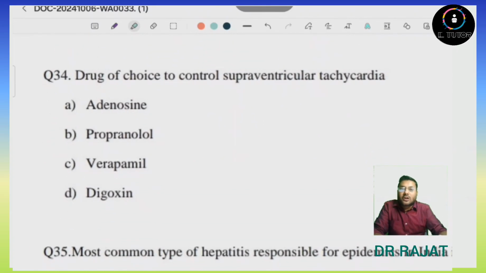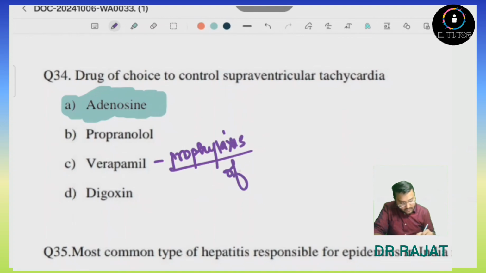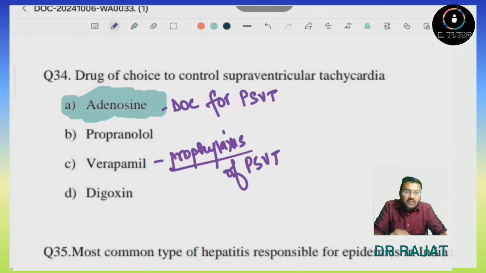Next question is, drug of choice to control supraventricular tachycardia. So this is a direct question we have already discussed in the previous papers, that drug of choice for the PSVT is adenosine. If we talk about the verapamil, then it is used for the prophylaxis of PSVT. And if we talk about the PSVT, then firstly we have to start with the vagal maneuvers or the carotid massage. Then we have to go for the medical management. If the patient becomes unstable, then we have to go for the shock.